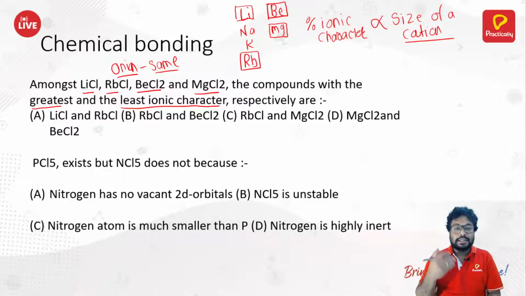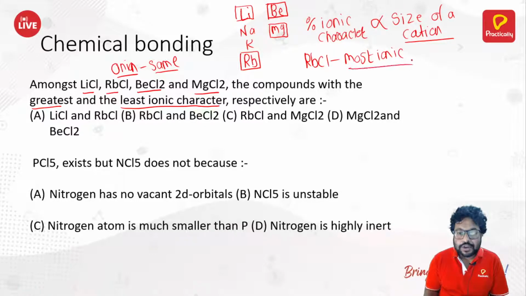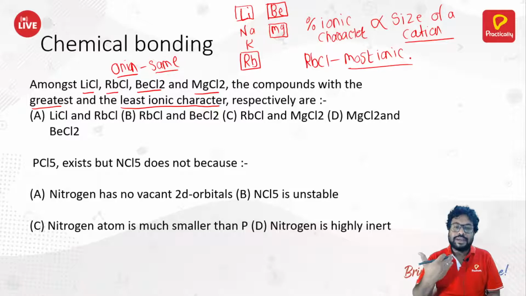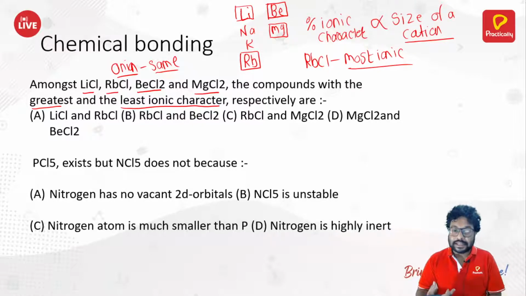That means the larger the size of the cation, the higher will be the ionic character, which makes RbCl the most ionic. And we know that as we go down the group, the atomic size increases, which makes rubidium the largest in size here. Now this is the most ionic compound. Okay, so that is for sure.